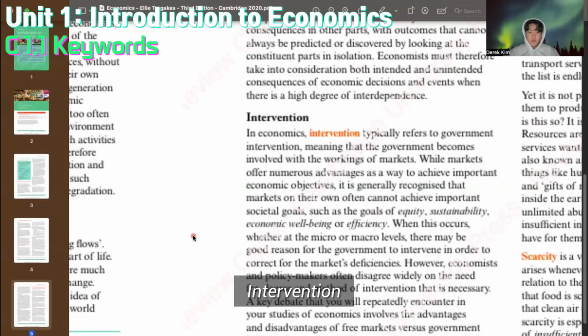A key debate that you will repeatedly encounter in your studies of economics involves the advantages and disadvantages of free markets versus government intervention. Now, free markets is like, okay, so let me find the best way to describe free markets.